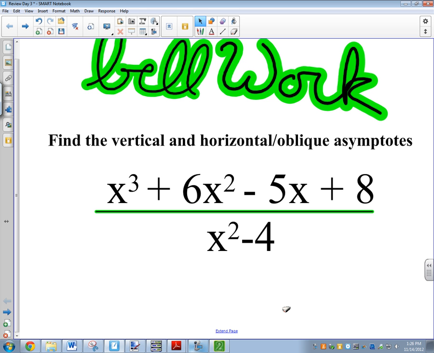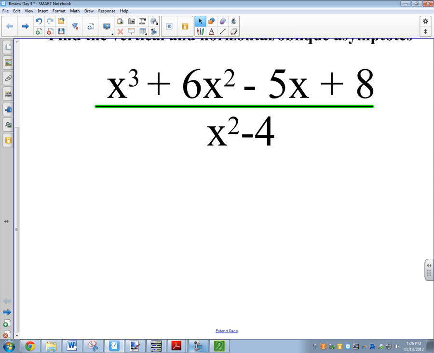On bell work here, it says find the vertical and horizontal/oblique asymptotes. One of the problems we haven't done a lot of yet. Okay, we've done some of it, but definitely not the oblique part. We're going to work on that now. So x cubed plus 6x squared minus 5x plus 8, x squared minus 4 on bottom.